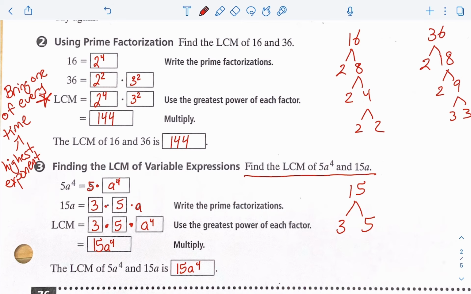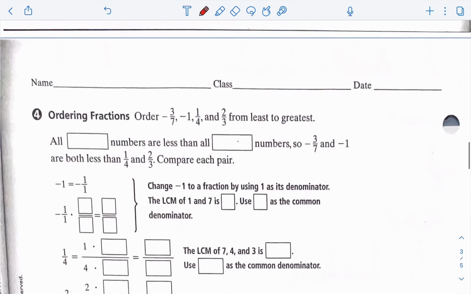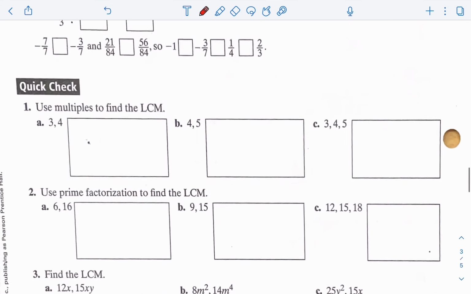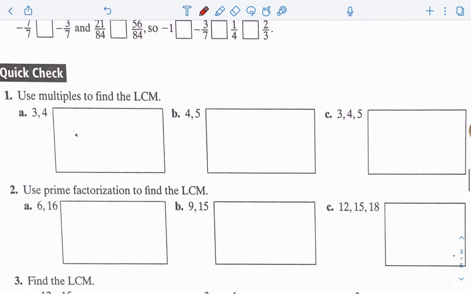All right, when you're ready, go ahead and flip your paper over. We're going to switch down to the quick check, right? Because this is only part 1, so we're skipping some of those fraction parts. So use multiples to find the LCM. So that means list form, right? Use multiples to find the LCM.